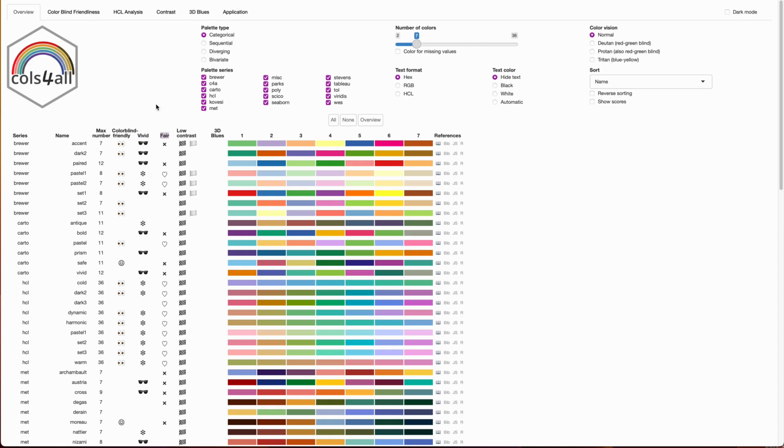Then we have a property called fairness. Fairness means whether all colors stand out about equally. So in data visualization, if you have a bar chart and you have a color for each bar, you don't want one bar to stand out more than others. So for instance, the palettes with a cross are not very fair, and with a heart, the colors stand out about equally.